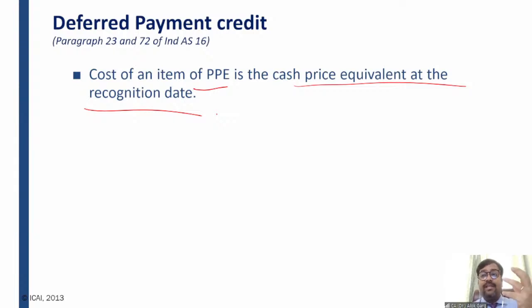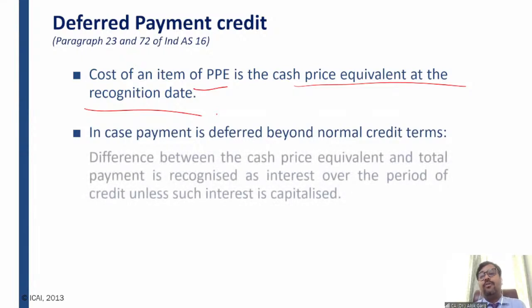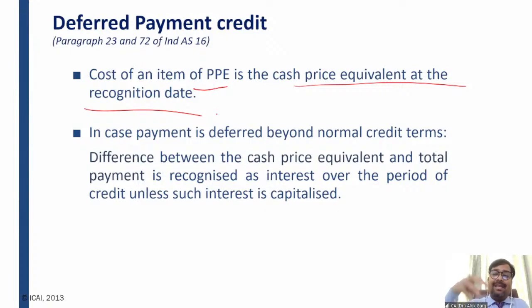What is the cash price equivalent? What is the cash price at the recognition date? So at that price, it has to be added to the cost. It has to be recognized as a cost of the asset. Sir, but what is the difference between the cash price equivalent and the amount which we are actually paying? So the difference will be recognized as an interest, right?